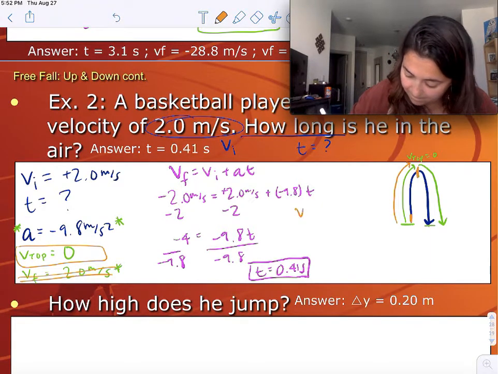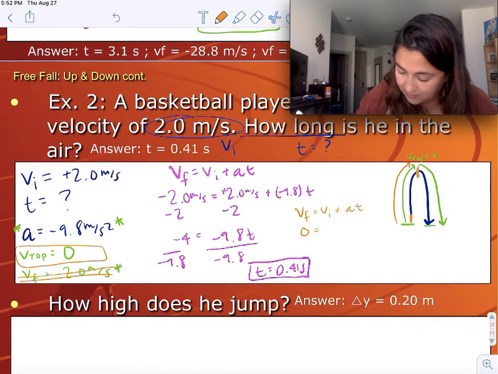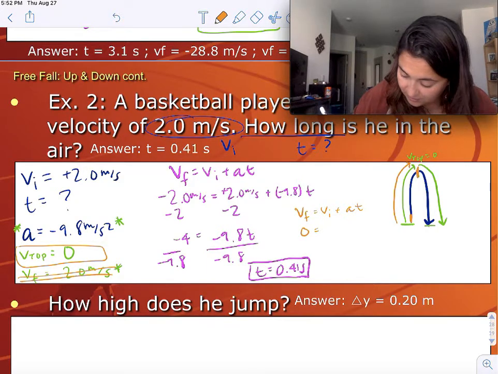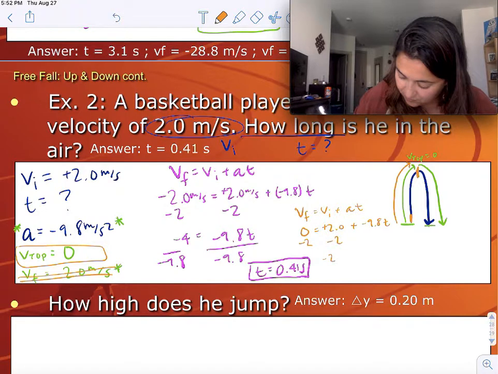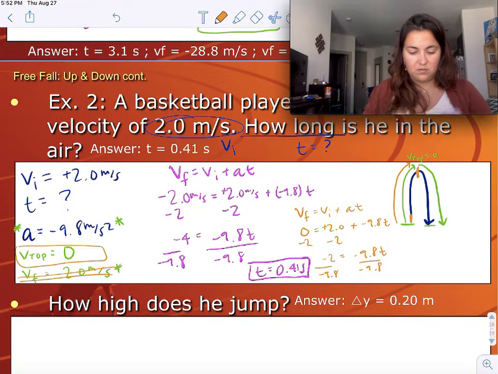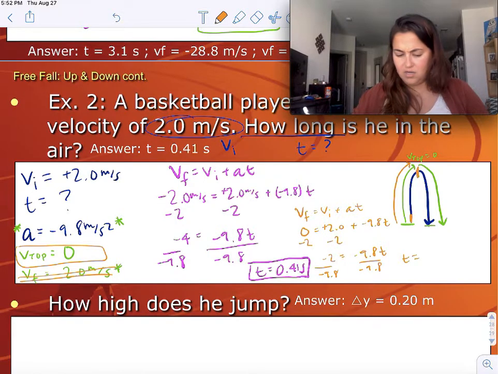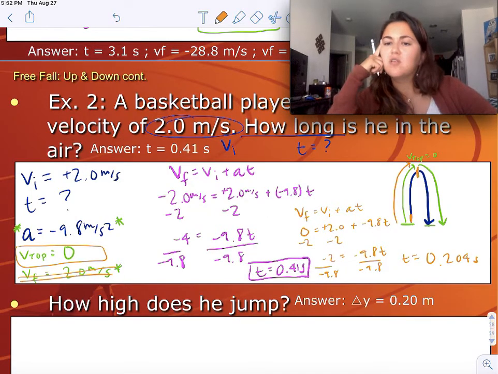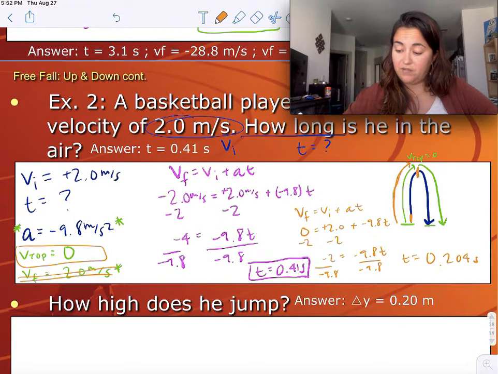So velocity final equals velocity initial plus acceleration times time. We're pretending velocity at the top is my final. Velocity initial is +2 plus -9.8 times time. Still going to subtract 2 from both sides. Divide both sides by -9.8. I get 0.204 seconds. That's different. But if you think about it, I only solved for about half of the motion.